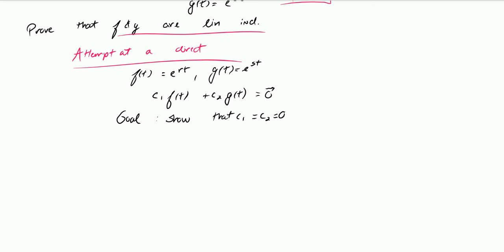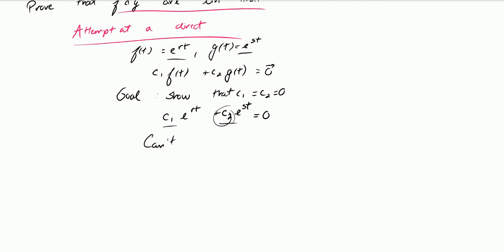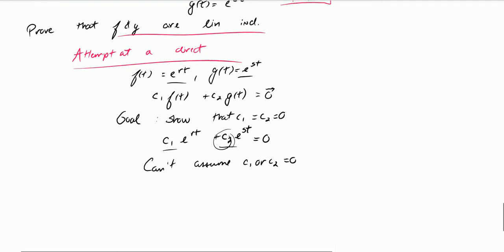Now, what I can do is replace my functions with what they really are. So I have c1 e to the rt plus c2 e to the st equals 0. But now I'm kind of stuck, right? Because I want to show that these two constants are 0, but I can't assume that c1 or c2 are 0, because that would be assuming something that you want to prove. You can't assume the conclusion of your proof. So I can't go that way.